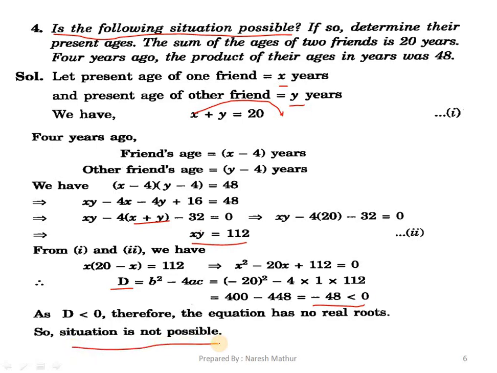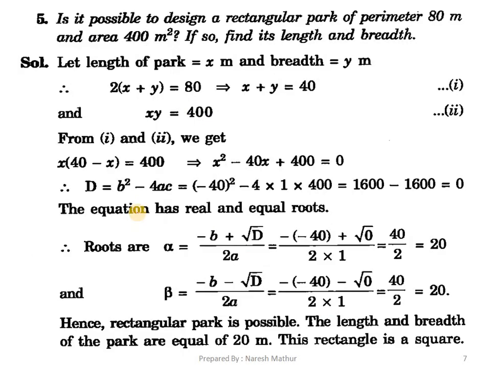Alright, now you are getting why it is given whether the situation is possible or not. For this we need to find the value of D. D determines whether the given equation has real roots or not. At the last question, again we have, is it possible to design a rectangular park of perimeter 80 meter and area 400 meter square? If so, find its length and breadth.